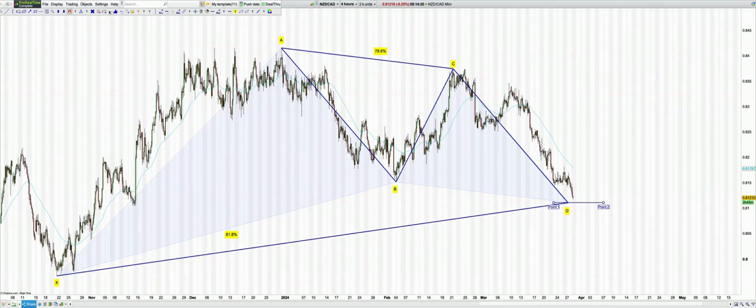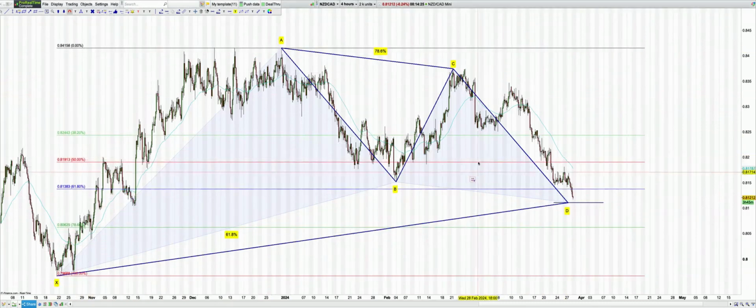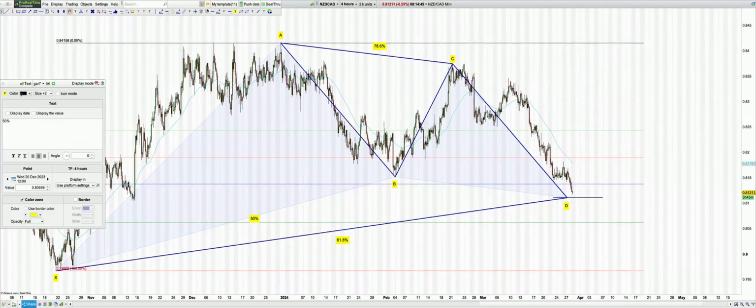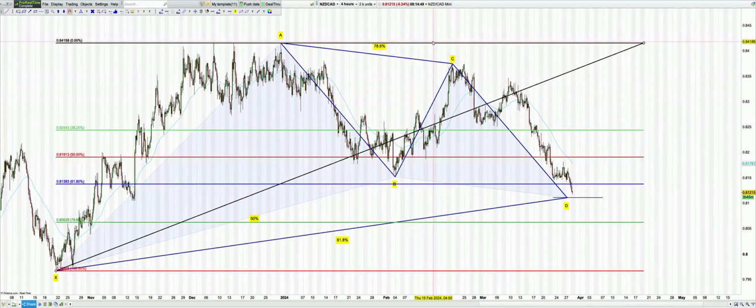Okay, and then where this big one comes in is the 61.8%, which is there. So what I'm going to actually do is be a bit more accurate. This is the 61. This was the 50, really, because it hadn't gone to the 61.8. And that, ladies and gents, is the setup that we're looking for to get long NZD CAD.